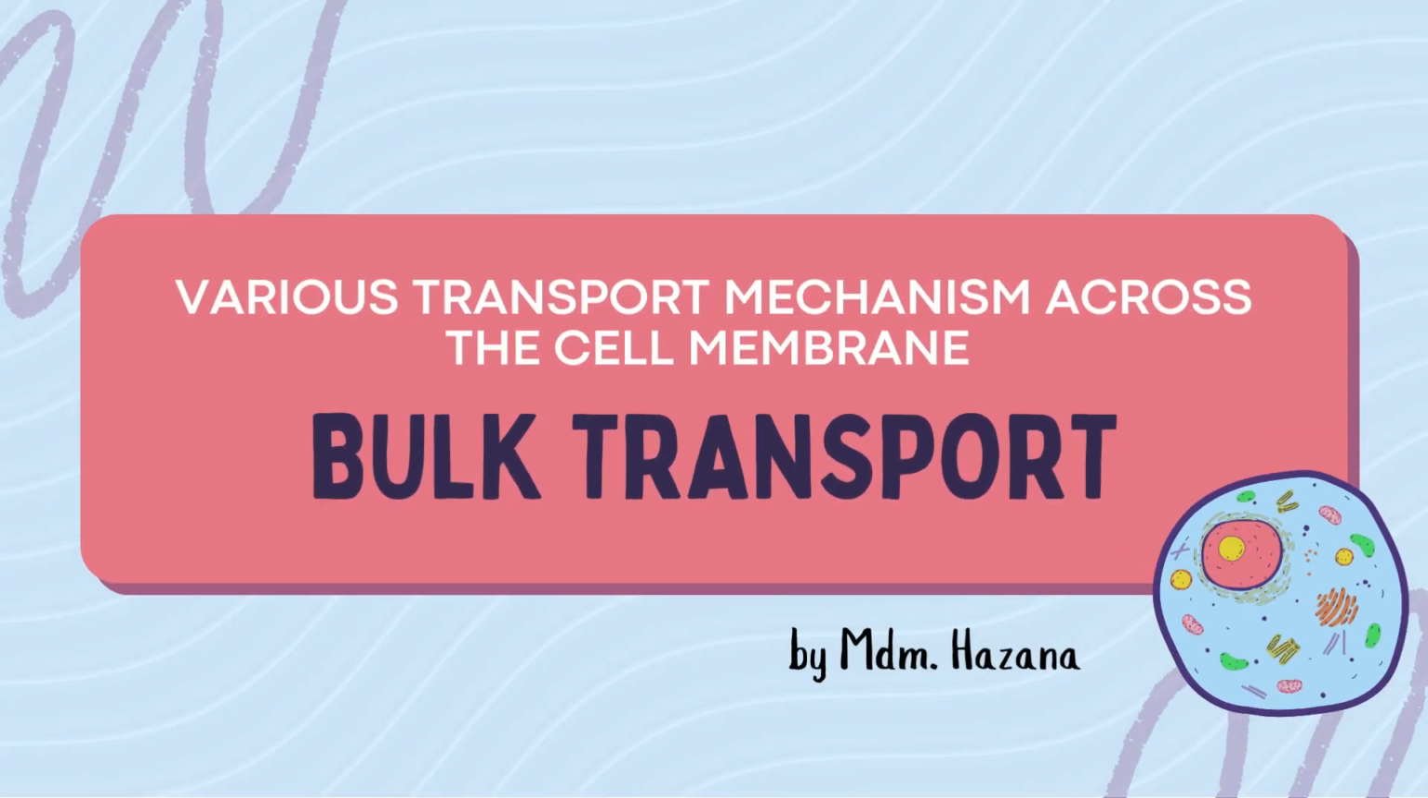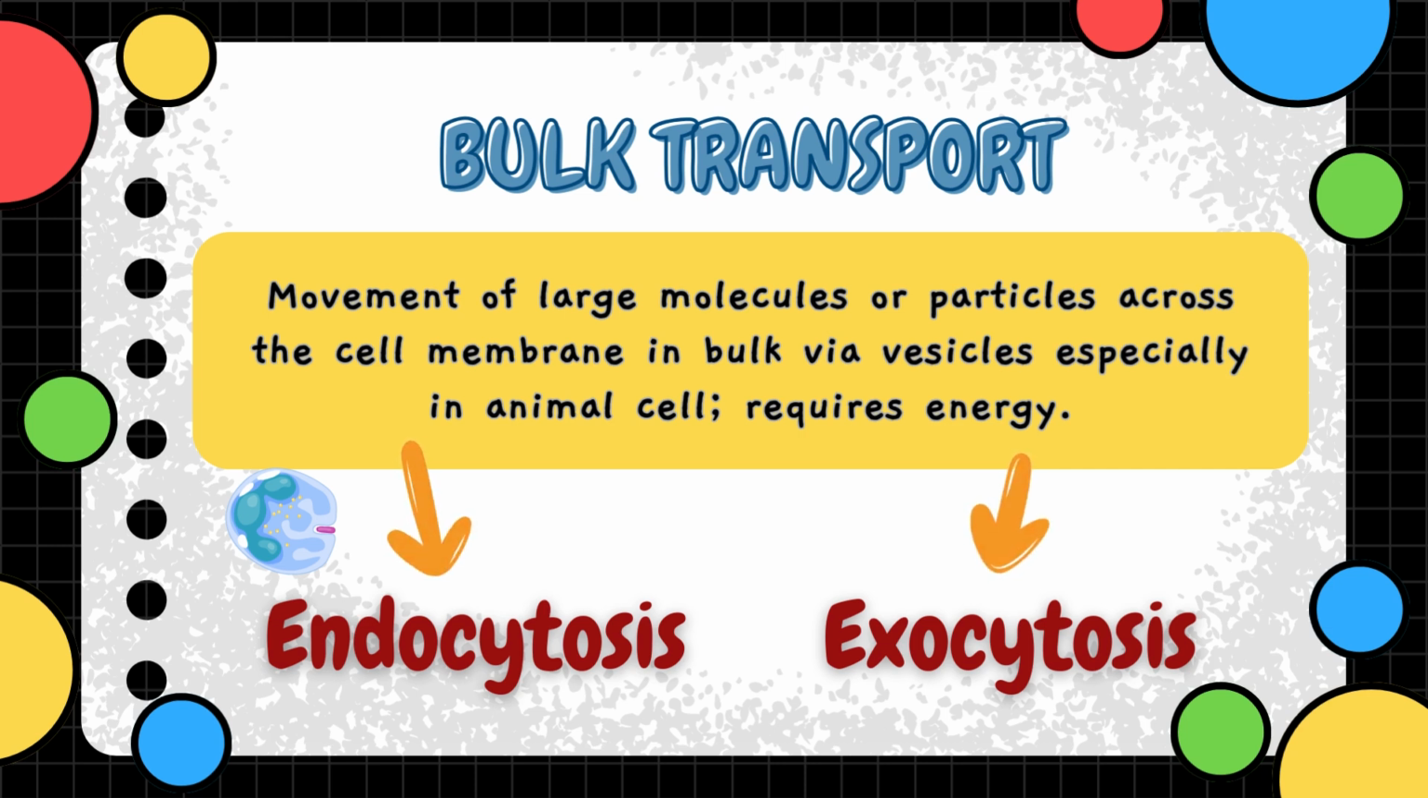In this video, we will explore the fascinating world of transport mechanisms across the cell membrane. In this part of the lesson, we will focus on bulk transport. Bulk transport is a vital process in cellular biology that involves the movement of large molecules or particles across the cell membrane in bulk via vesicles, especially in animal cells, and requires energy. There are two types of bulk transport: endocytosis and exocytosis.